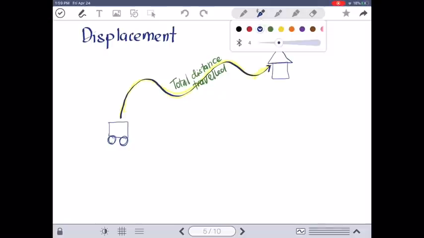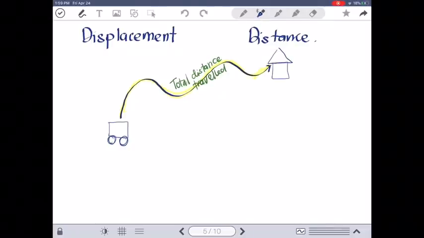But when we talk about displacement, it is not the distance. It is how short, the shortest path from the car to the house. So this is the shortest path. So this is what we call displacement.